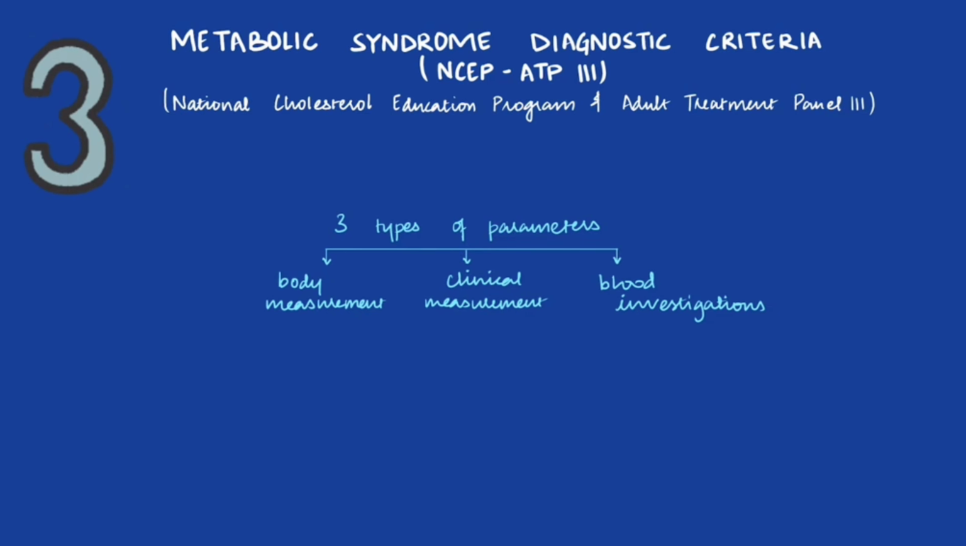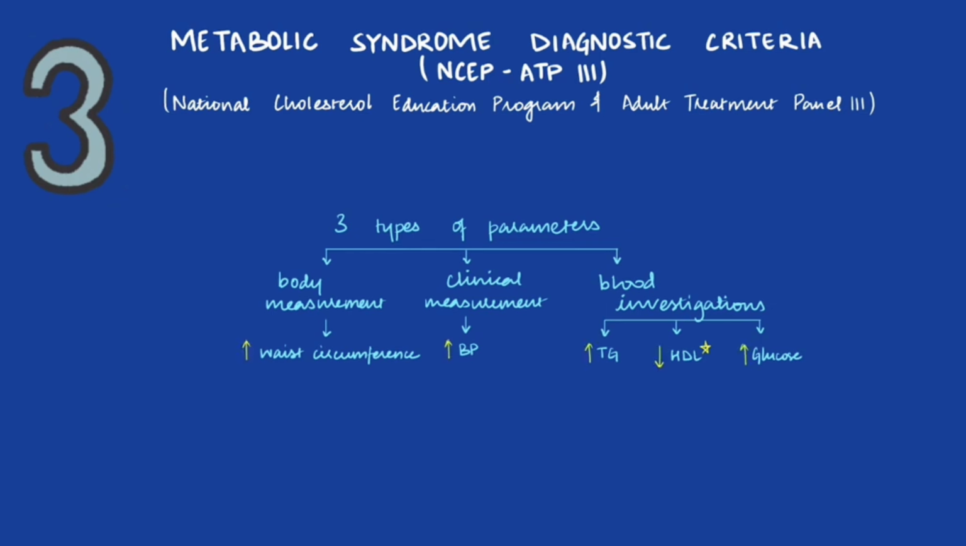These are in the order of how we take a clinical assessment, or even in the order of least to most invasive. Let's look at them. The body measurement would be the waist circumference, which in metabolic syndrome would be found to be higher. Clinical measurement would be blood pressure, which would indicate hypertension, and 3 blood investigations where we are going to see increased triglycerides, increased glucose, and decreased HDL, which is the good cholesterol.